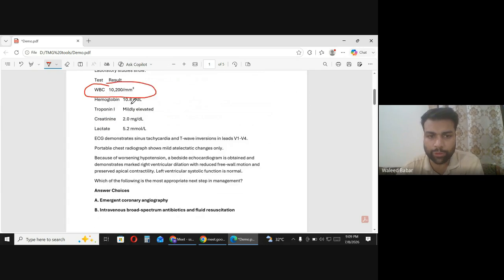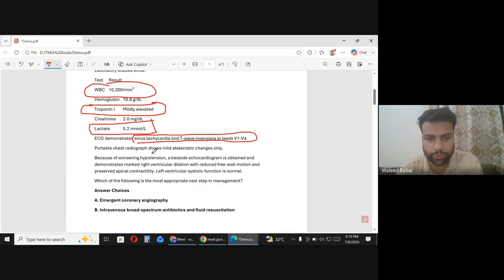WBCs are normal. Hemoglobin is mildly low. Troponin is mildly elevated. Creatinine is 2. Lactate 5.2. ECG demonstrates sinus tachycardia and T-wave inversion in leads V1 to V4. Portable chest X-ray shows mild atelectatic changes only. A bedside echocardiogram is obtained and demonstrates marked right ventricular dilation with reduced free wall motion and preserved apical contractility. Left ventricular systolic function is normal. Which of the following is the most appropriate next step in the management?